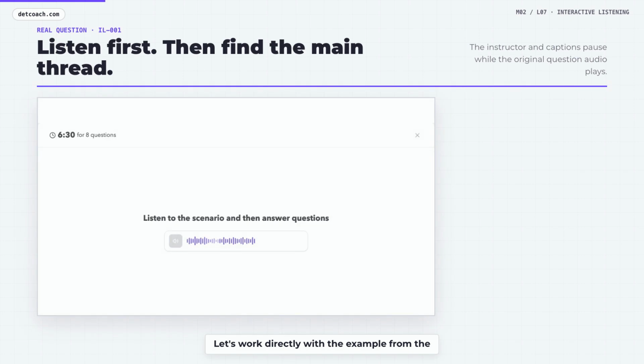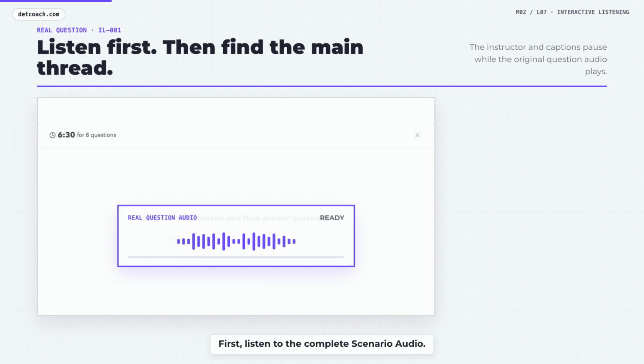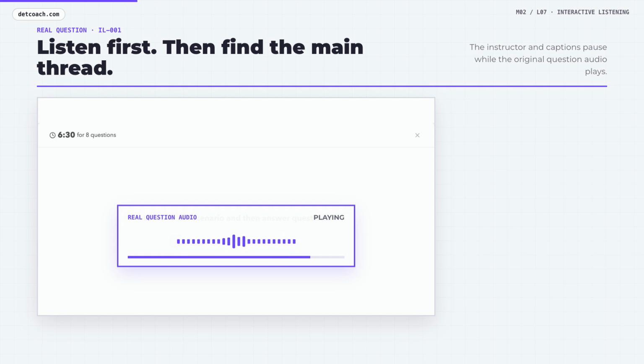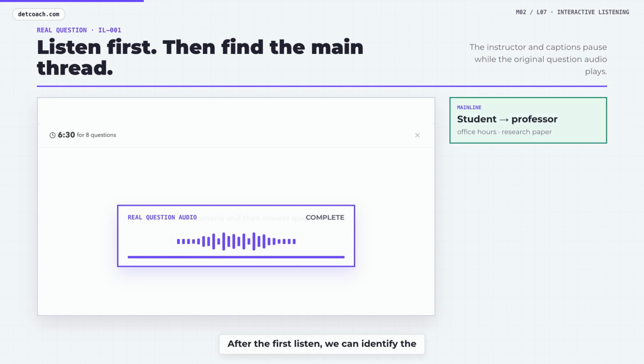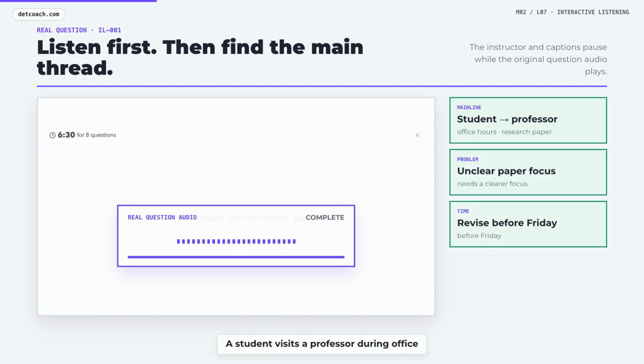Let's work directly with the example from the lesson materials. First, listen to the complete scenario audio. A student visits a professor during office hours because her research paper needs a clearer focus before Friday. After the first listen, we can identify the main thread. A student visits a professor during office hours because the focus of her paper is unclear and she needs to revise it before Friday. Now, let's use the 3 blanks to work out the details.